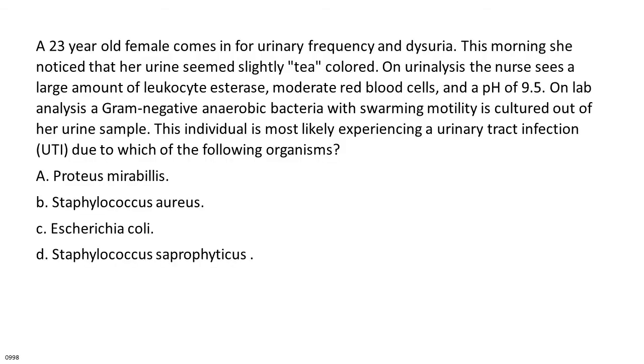A 23-year-old female comes in for urinary frequency and dysuria. This morning she noticed that her urine seemed slightly tea-colored. On urinalysis the nurse sees a large amount of leukocyte esterase, moderate red blood cells, and a pH of 9.5. On lab analysis a gram-negative anaerobic bacteria with swarming motility is cultured out of her urine sample.